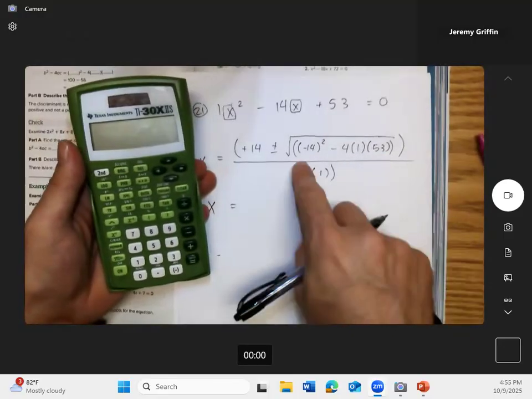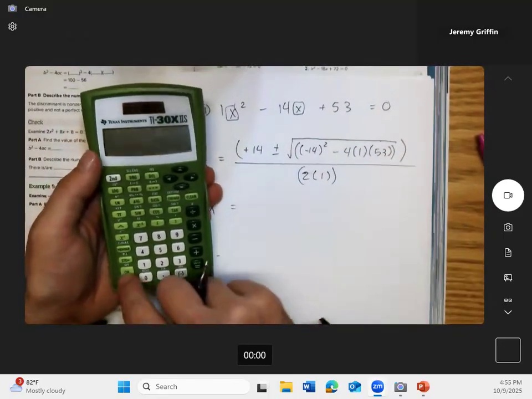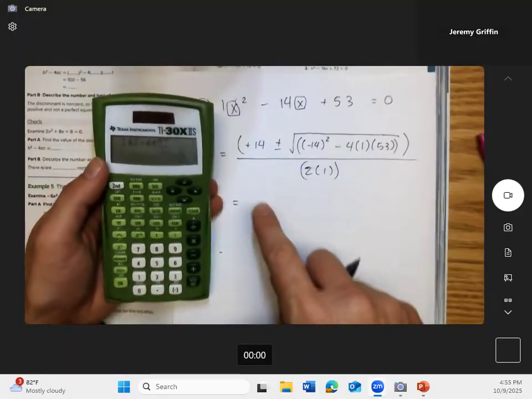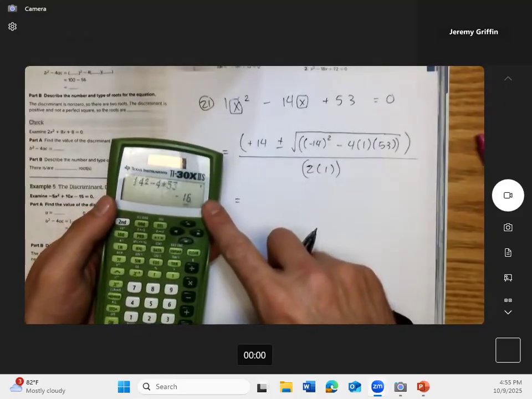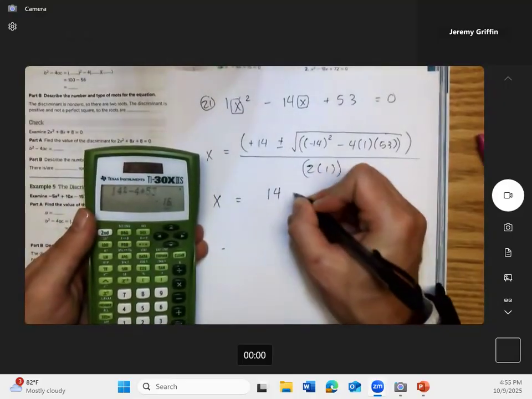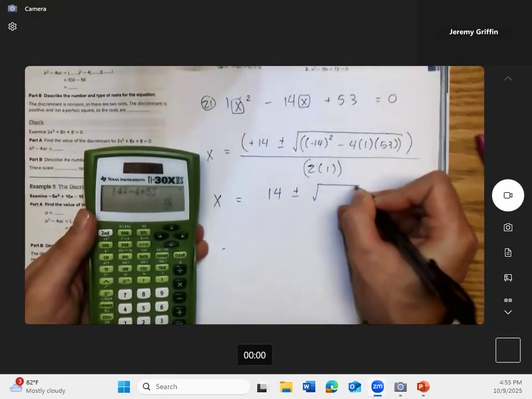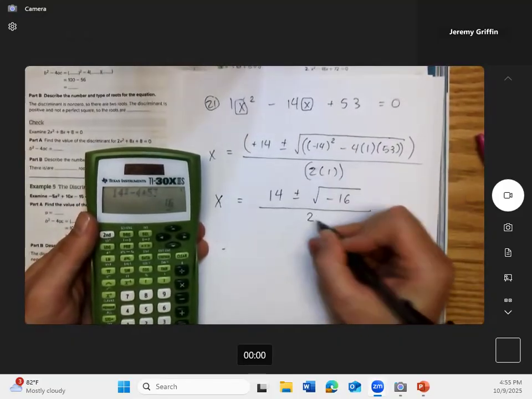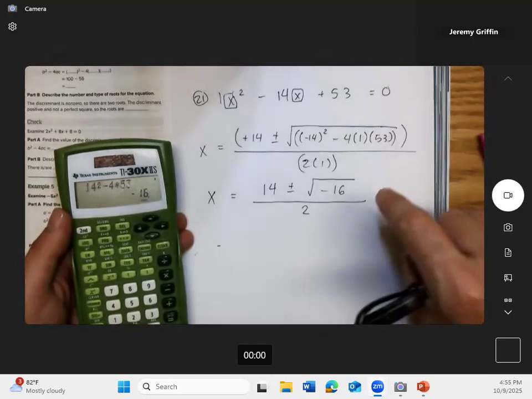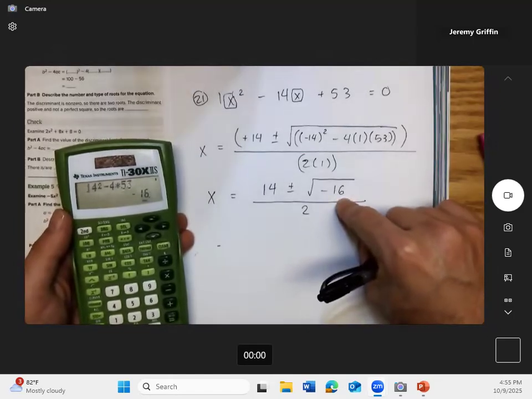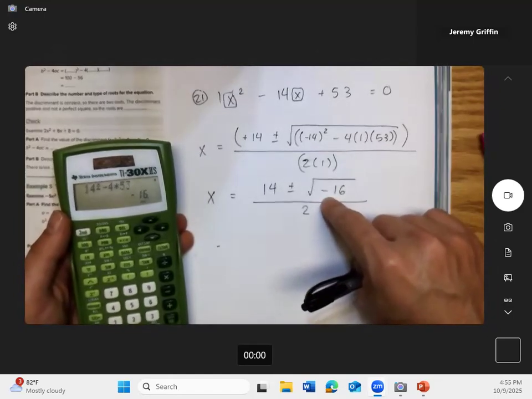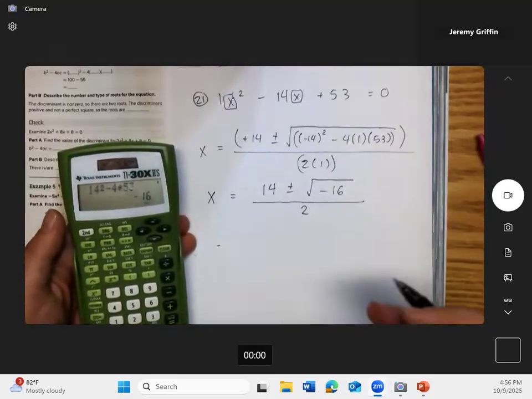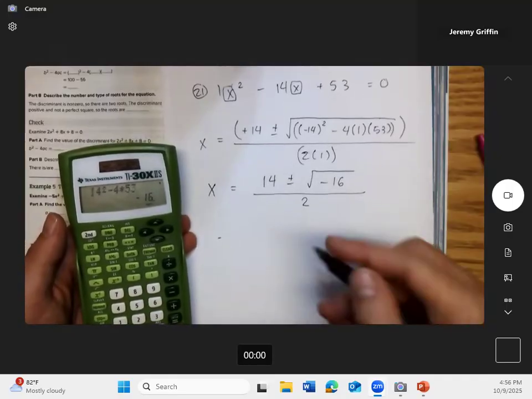Okay. Let's see what this discriminant is. I'll throw on the middle step. So what's 14 squared minus 4 by 53? It's negative 16. Okay. So this is 14 plus or minus the square root of negative 16. This is all divided by 2 times 1 is 2. Like that. Now 16 is a perfect square, but it's also negative. Ooh. You see how the discriminant is negative? That means we're going to get complex solutions, like imaginary solutions out of this.